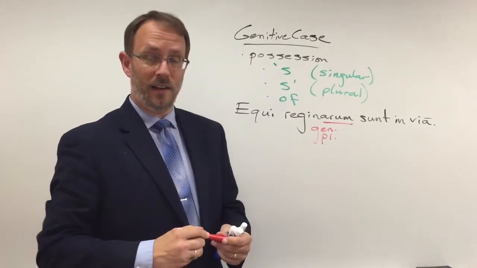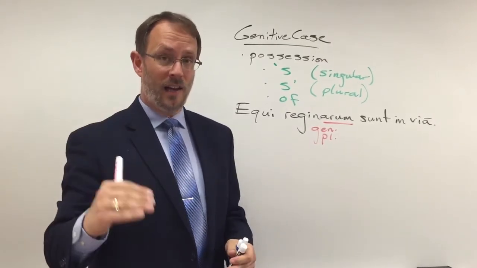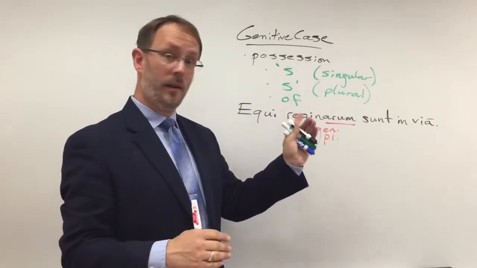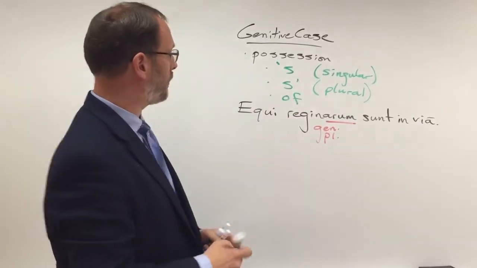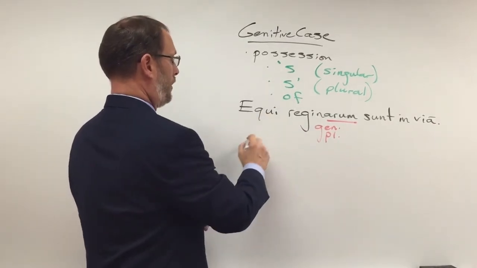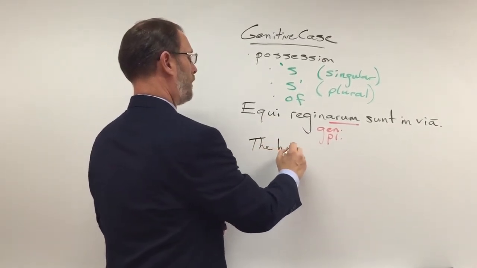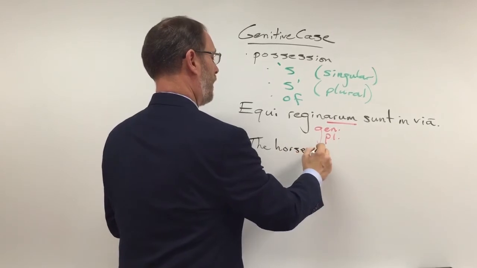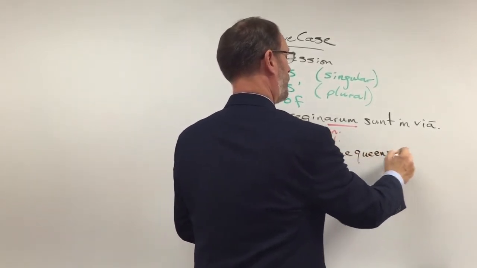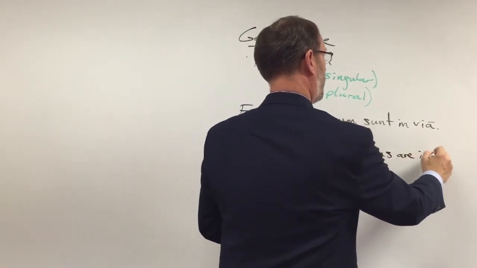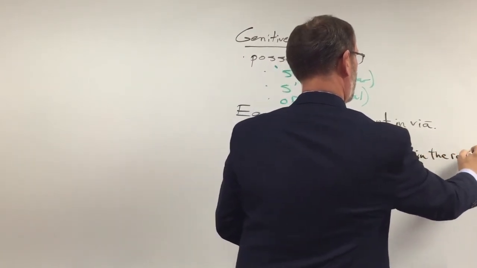Remember the endings: ae, arum, there it is, is, us, is. So now I've got to say, well, how am I going to say this sentence? I could say the horses of the queens are in the road. Okay?